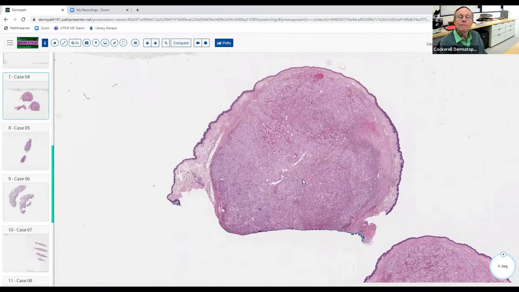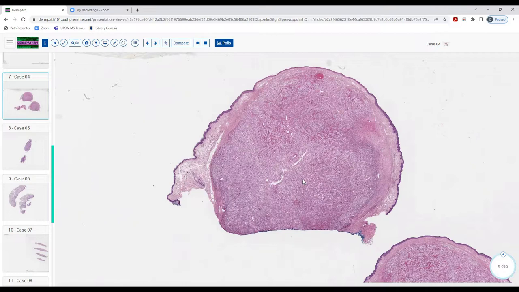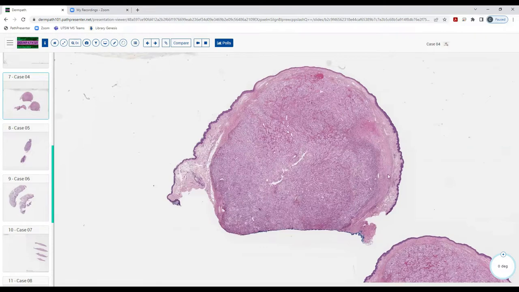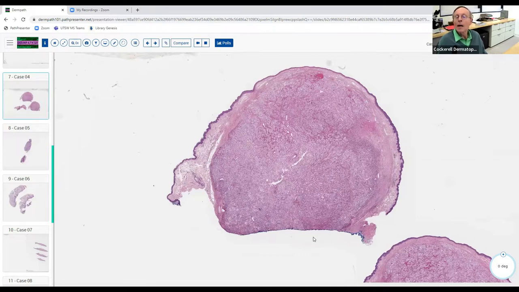Okay, how about this one? Take this case, Dr. Cockerell. Here we have, I guess this was maybe an excisional biopsy, and there's this very large subcutaneous nodule. It might be a shave. Could you picture this thing being maybe a pedunculated lesion? Yeah, and they just went in and said, let's just whack this thing off here, which was nice of them to do. So it's a good biopsy. They got almost to the bottom of it.